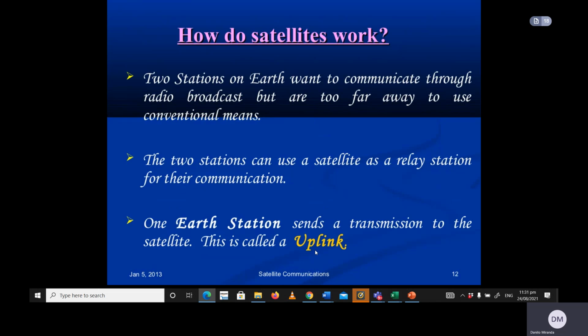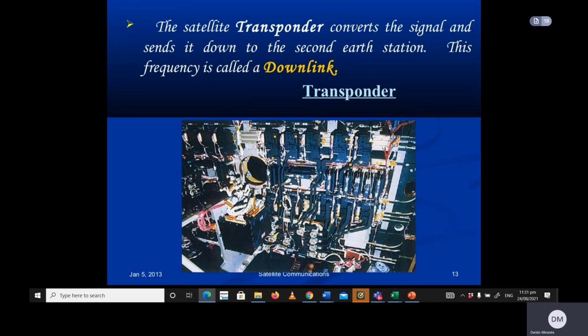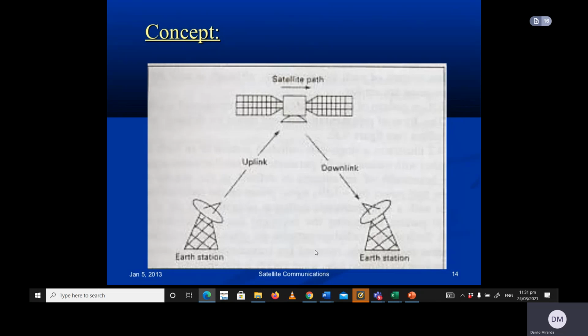Paano ba gumagana ang satellite? So you need a station on Earth for uplink and downlink. Okay. Meron ba akong diagram? Yan yun. So meron kang dalawang ground stations sa Earth, and then for the uplink and downlink.